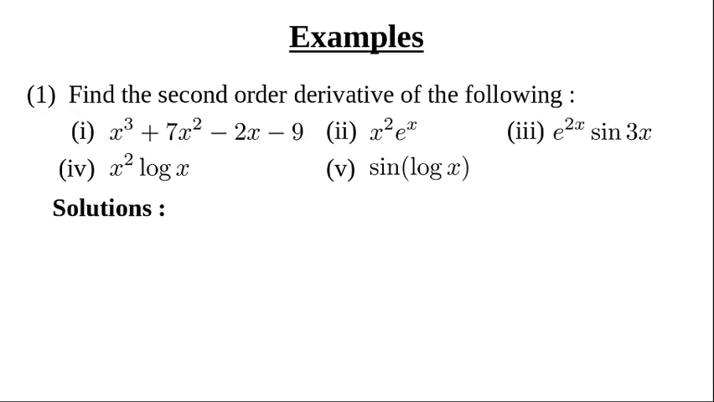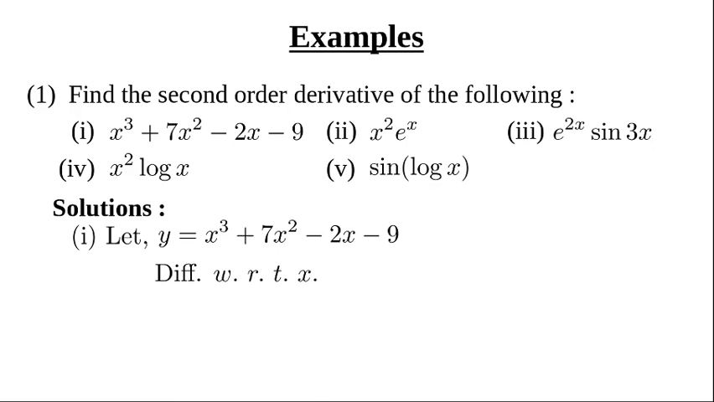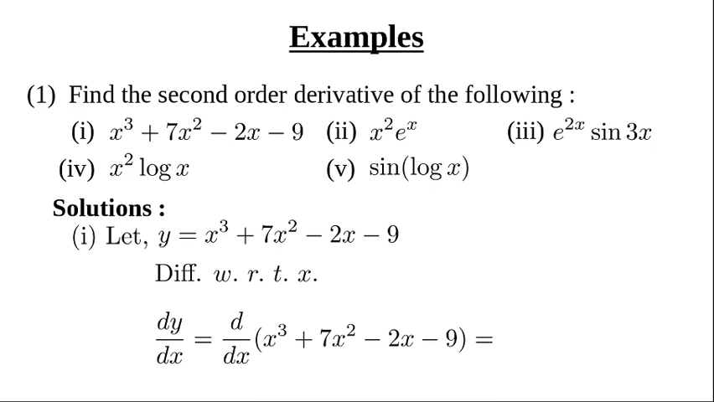In all these problems, we are asked to find the second order derivative, and here is a good combination of algebraic and exponential, algebraic and logarithmic, and exponential, logarithmic, trigonometric, etc. So first one, y equal to x cube plus 7x square minus 2x minus 9. Differentiate with respect to x. It's a simple derivative of a simple polynomial.